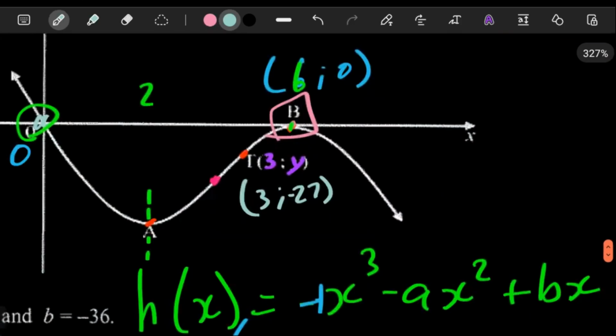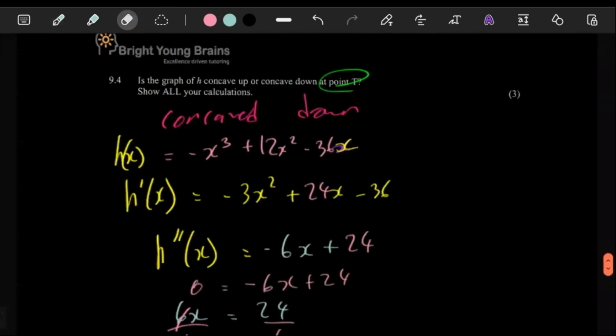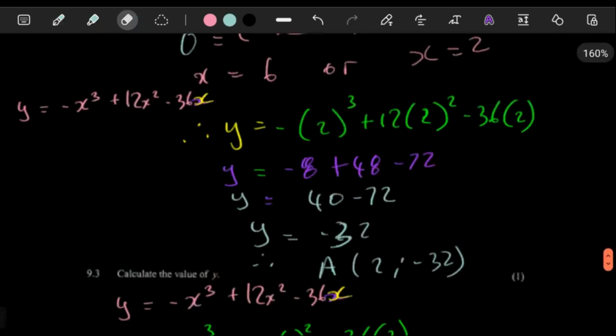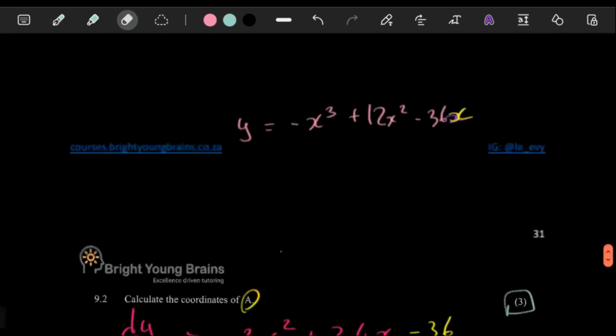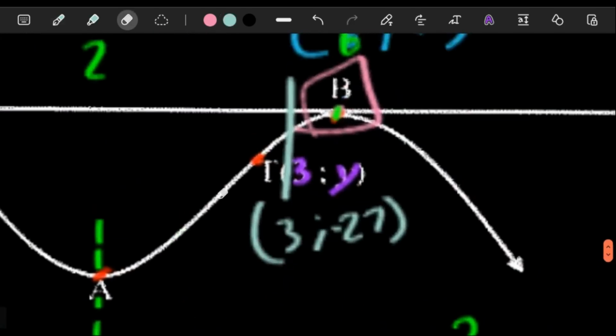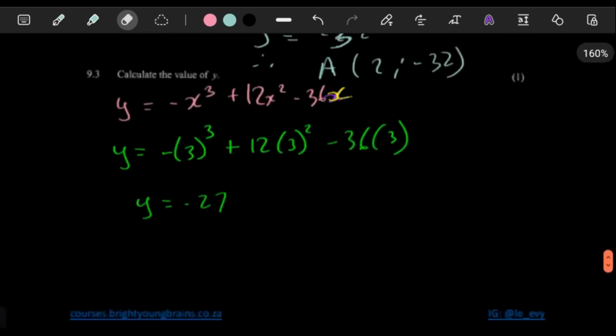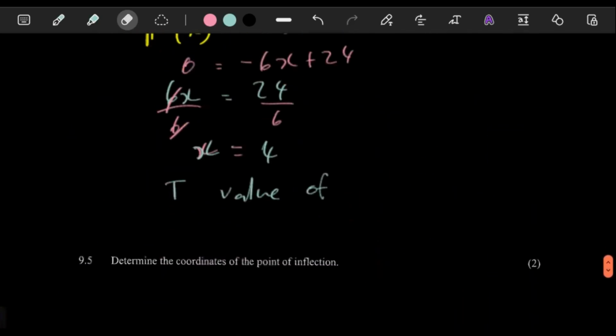It's concave up because 4 is after the 3. This is not to scale. Yeah, this is very bad. Don't judge a book by its cover, because it's concave up. Yeah, it is concave up. The sketch doesn't look like it, but the calculation tells us it's concave up.